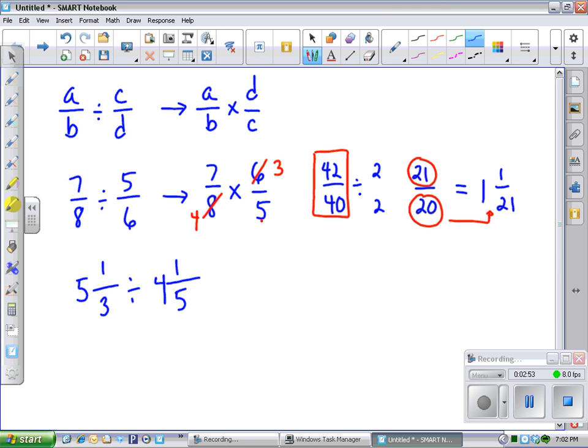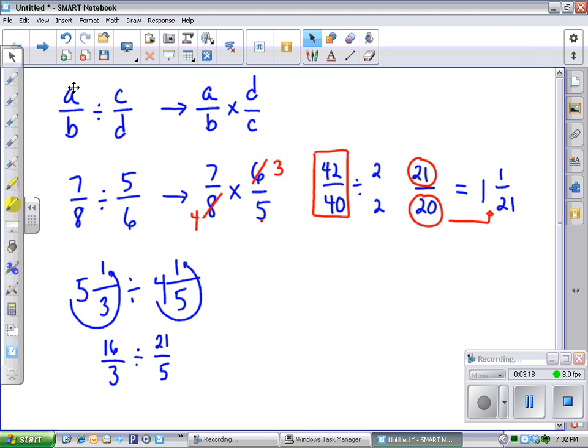Now, changing mixed to improper: 5 times 3 plus 1. We have 15 plus 1 is 16. Keep your denominator, divided by 4 times 5 plus 1. That's 21. Keep your denominator. We don't need common denominators again for multiplying or dividing. I would recommend, if you can, you do a little reducing ahead of time.